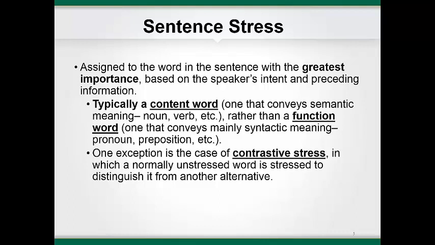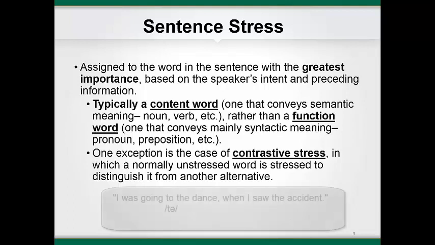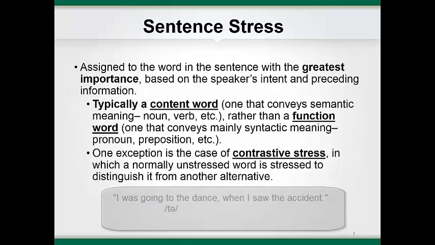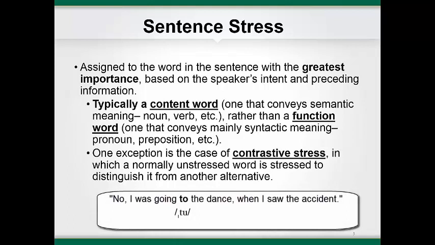Sometimes a word or syllable that would be unstressed in a sentence or in a word does receive primary stress in order to contrast it with something else, often to avoid misunderstanding. For example, in the sentence, "I was going to the dance when I saw the accident," the word to would normally be unstressed and the vowel would be transcribed as schwa. But if I wanted to make it clear that it was on the way there and not on the way back that something happened, I might stress the word to, like this: "No, I was going to the dance when I saw the accident."